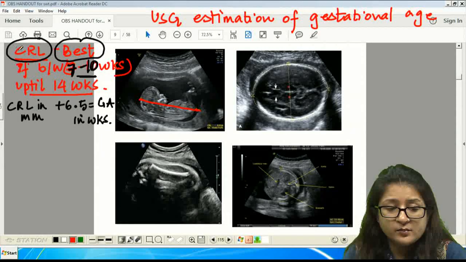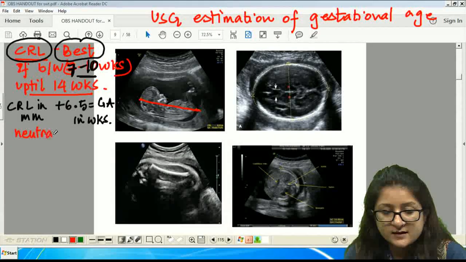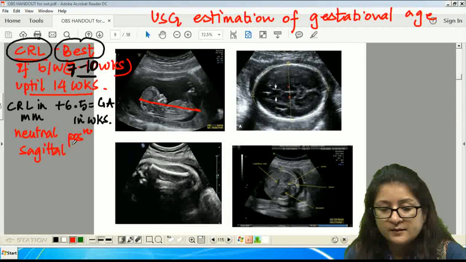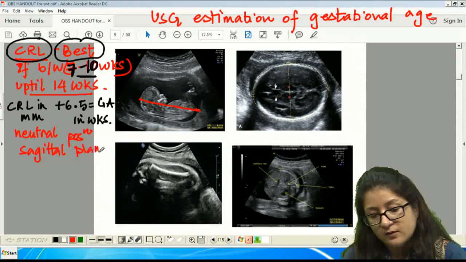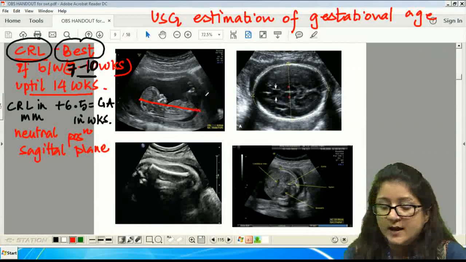Another important point about CRL is that the fetus should be in a neutral position, in a sagittal plane. Okay, so this is how it is measured.